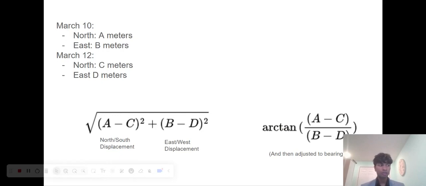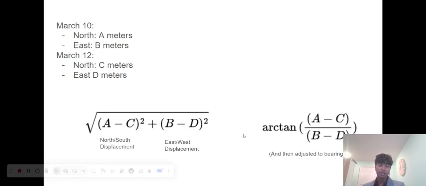Let's say we have some certain station, which on March 10th recorded a position of A meters north and B meters east. Then, on March 12th, it recorded a position of C meters north and D meters east. We can calculate the displacement of this station using a simple distance formula. So the square root of (A minus C) squared, where A minus C represents the north-south displacement, plus (B minus D) squared, where B minus D represents the east-west displacement.